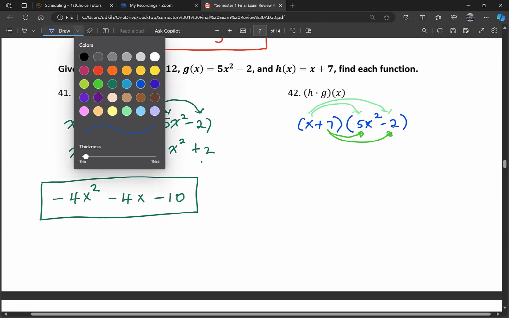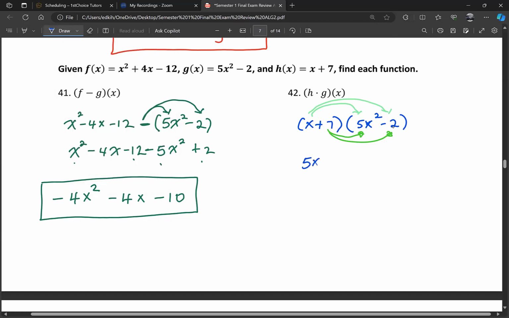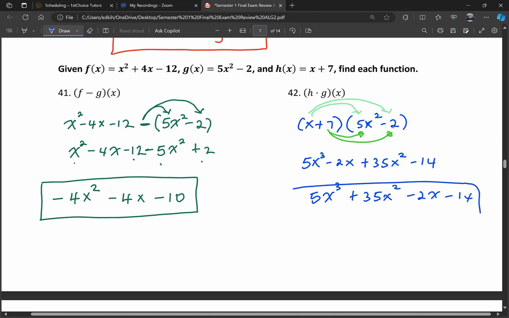x times 5x squared becomes 5x to the third. x times negative 2 is negative 2x. 7 times 5x squared is 35x to the second. 7 times negative 2 is negative 14. We don't have like terms, but we need to write this answer in standard form. So from the highest degree, followed by the second highest, third highest, and finish with a constant. And that, friends, is your answer to this question.